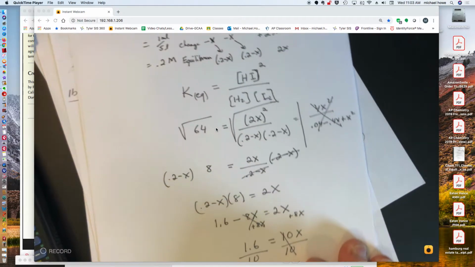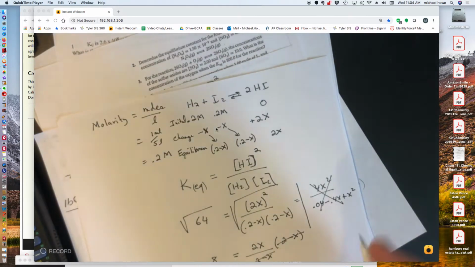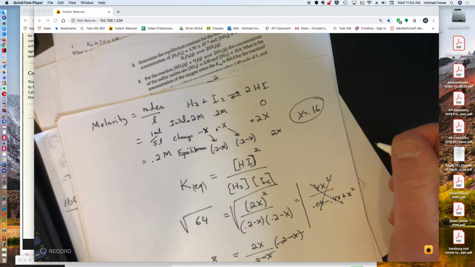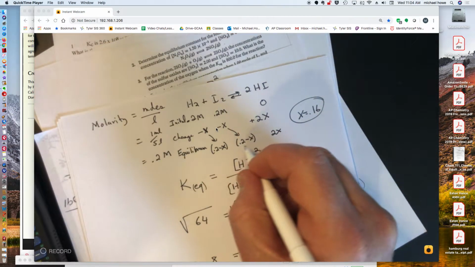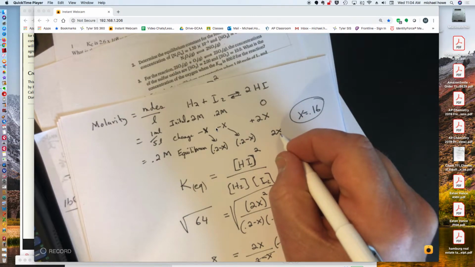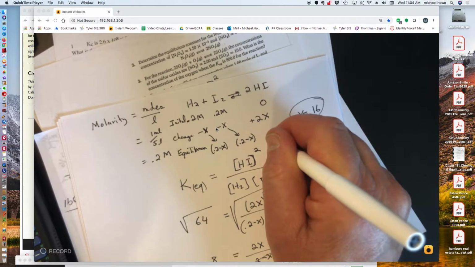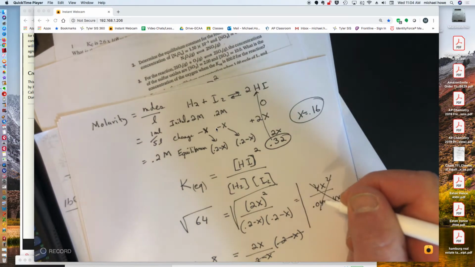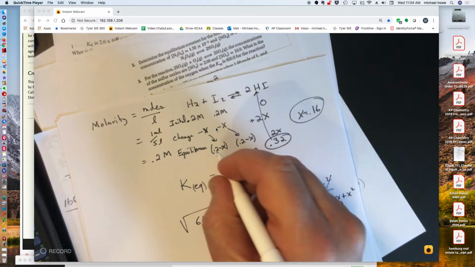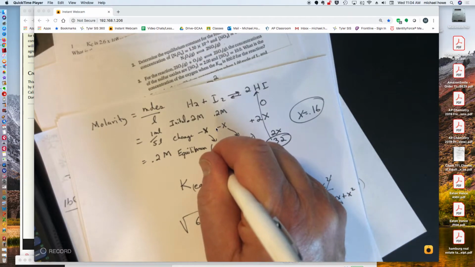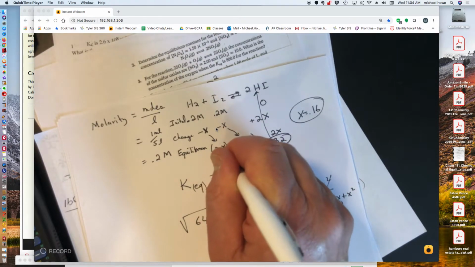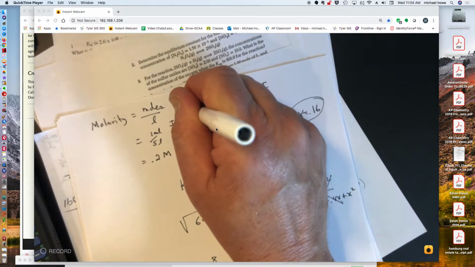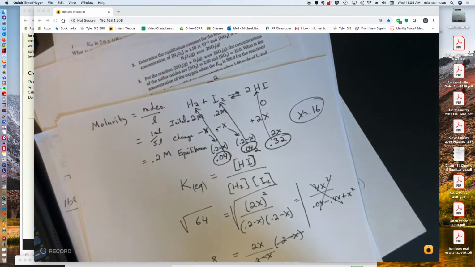So now let's go back up to the top. X is 0.16. I'll write that out up here so we can remember. X equals 0.16, okay, that we solved for. So now go back and find the equilibrium concentrations. If x is 0.16, what's 2x? So the HI is 0.32, and that is the equilibrium concentration of the HI. If x is 0.16, what's 0.2 minus x? So 0.04, and same thing over here. So those are the equilibrium concentrations of the H2 and the I2.